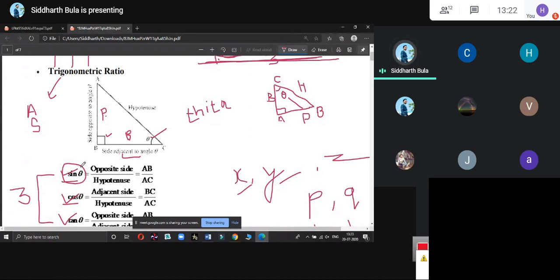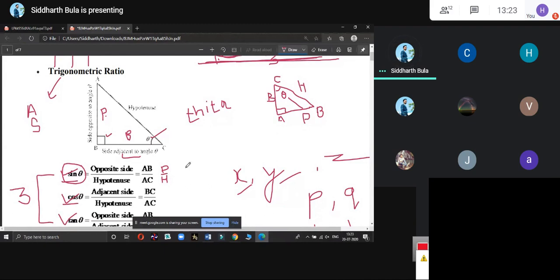Any trigonometric function without theta is nothing. Right? So sine theta is one thing, cos theta is one thing, tan theta is one thing. So these are not multiplication of sine and theta. No. Sine theta is one thing which represents the ratio of the perpendicular AB and the hypotenuse.